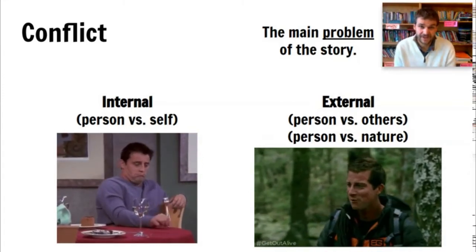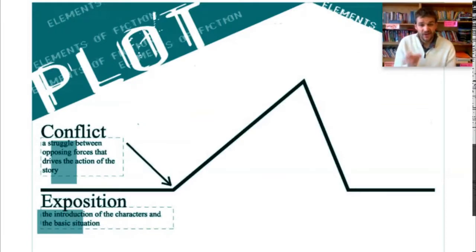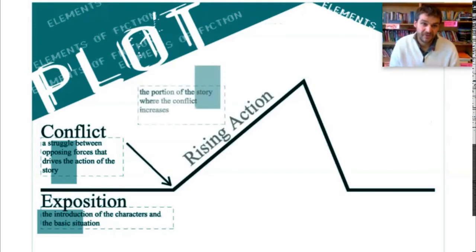All right, let's go back to the plot diagram. So, as I said, when that conflict gets established at the end of the exposition, it starts to drive the action. And the reason the line is starting to go up like that is because the story starts to get a little bit more exciting. The action starts to rise. And so then the story moves into the next part of the plot, which is called the rising action. And the conflict in this part of the story is increasing.